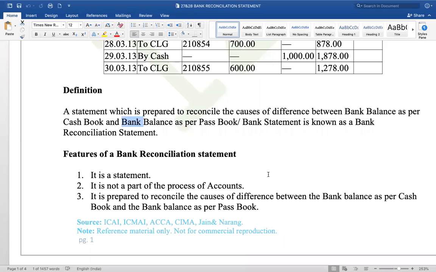Actually, it is just a statement. You just take particulars, and there's an inner column and an outer column. That's it, there are 3 columns. We'll look into that when we are working out problems. So it's a statement.